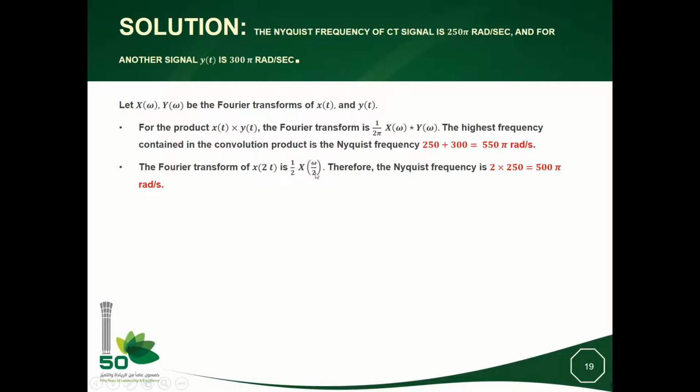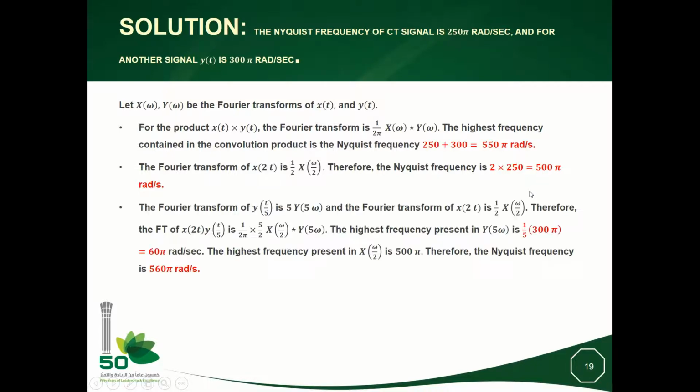So what is happening to X(ω/2)? Assuming that X(ω) is the Fourier transform of x(t), now in X(ω/2) we will have a dilatation of this signal. It means the Nyquist frequency will increase by 2. So this is why the Nyquist frequency of X(ω/2) is 2 times the Nyquist frequency of x(t), of X(ω), which gives 500π rad per second.